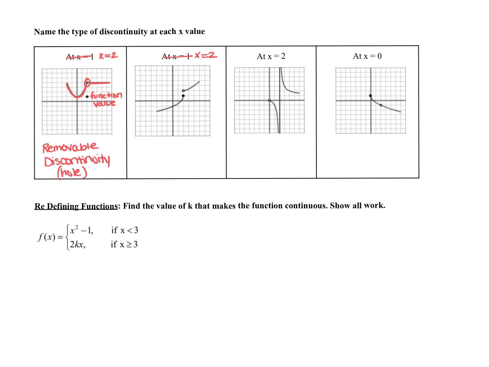The second one, you should have gotten that I had to trace, trace, trace, trace, trace, pick up, and go along. So this is a jump discontinuity. The third one was an infinite discontinuity. And the last one was an endpoint discontinuity.